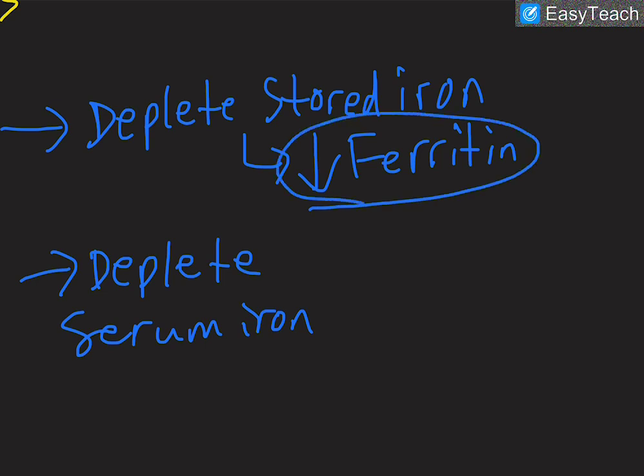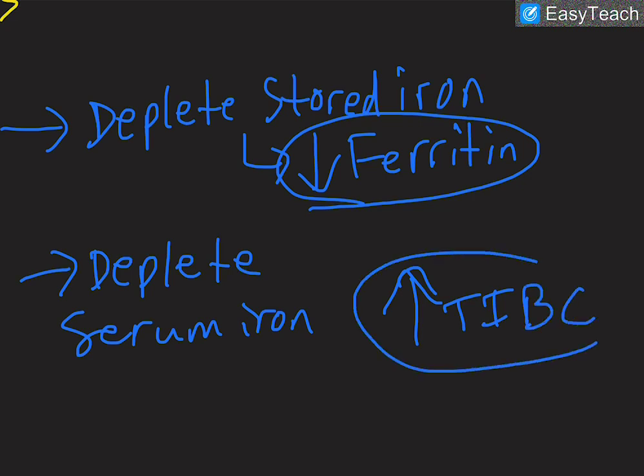So what would you expect transferrin levels to be? You would expect transferrin levels to be elevated, right? So you expect a high TIBC, which is indirectly measuring transferrin, remember. You'd expect a high TIBC because you want transferrin to be binding to iron and bringing it to your tissue, your cells, so that you can have more stored iron. So if ferritin is low, you can expect TIBC to be high.